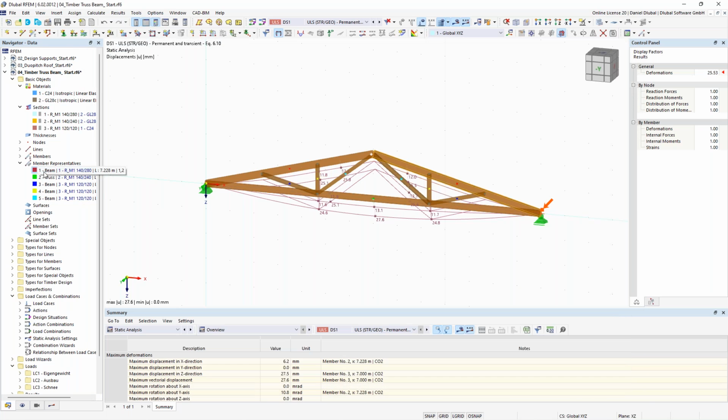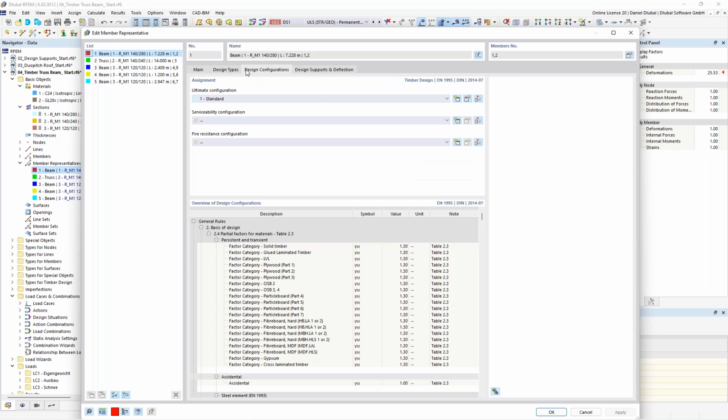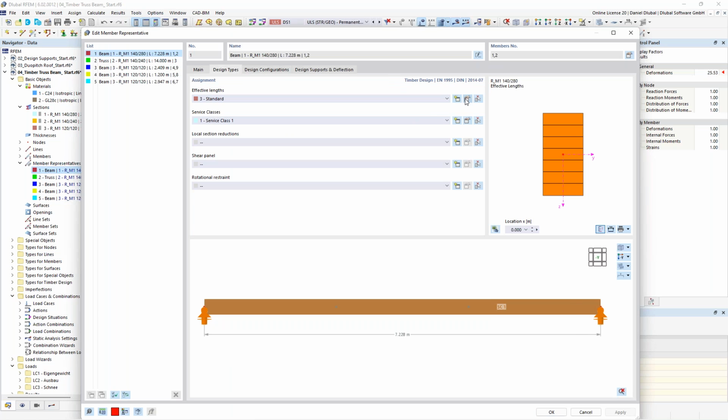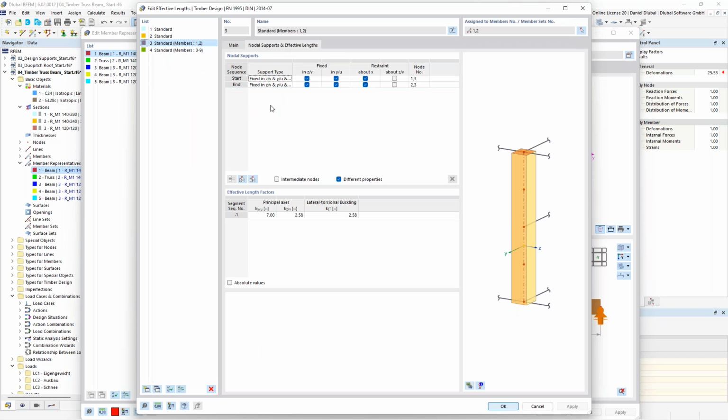Yeah, sorry, this was the wrong one. Effective lengths, yes. So have you set the absolute values down below? Because the check is set off. Yeah, you are right. I have mixed it up. I wanted to add absolute values here. This was the reason. Oh, Jürgen, thank you very much.